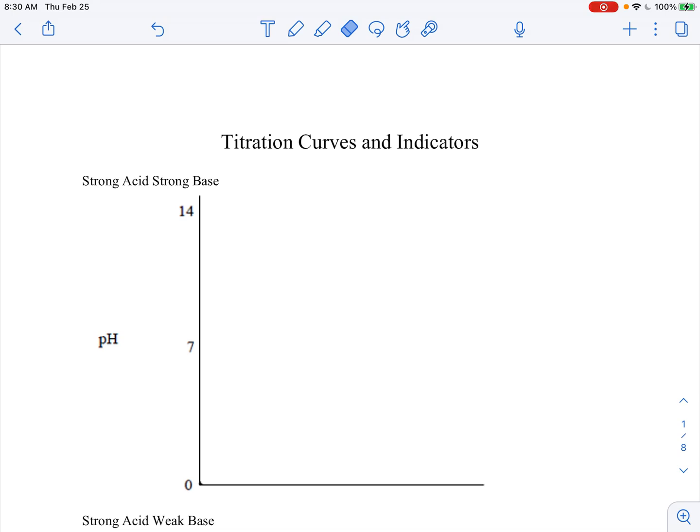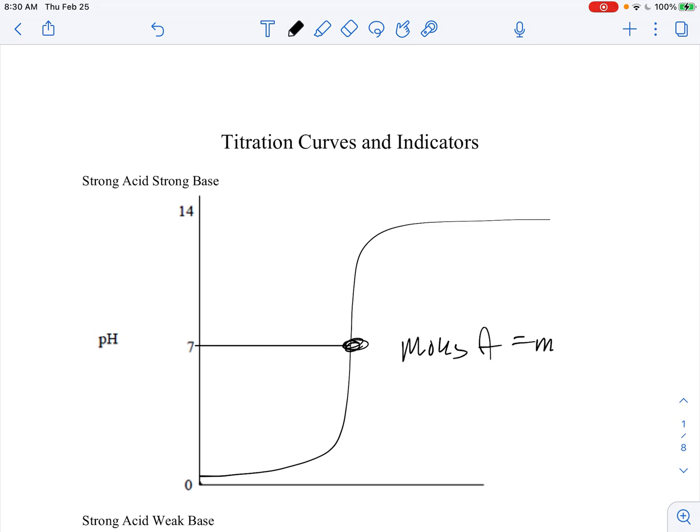If you're talking about a strong acid, strong base situation, then you have some sort of a curve like so, where the equivalence point of that curve should be right at about a pH of 7, because if you have equal amounts of strong acid and strong base, strong acid is as strong as it can get, strong base is as strong as it can get, and they neutralize each other completely. So your equivalence point, which is again where the moles of the acid and the moles of the base are going to be the same, should be right at a pH of 7, because the strong acid and the strong base neutralize each other.